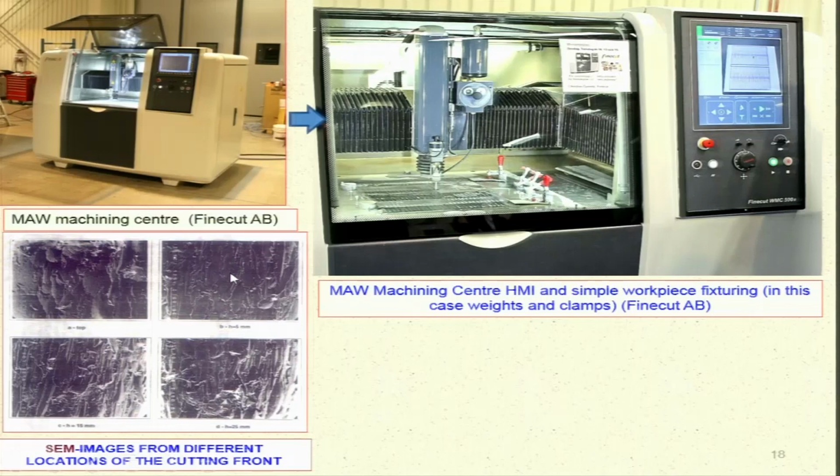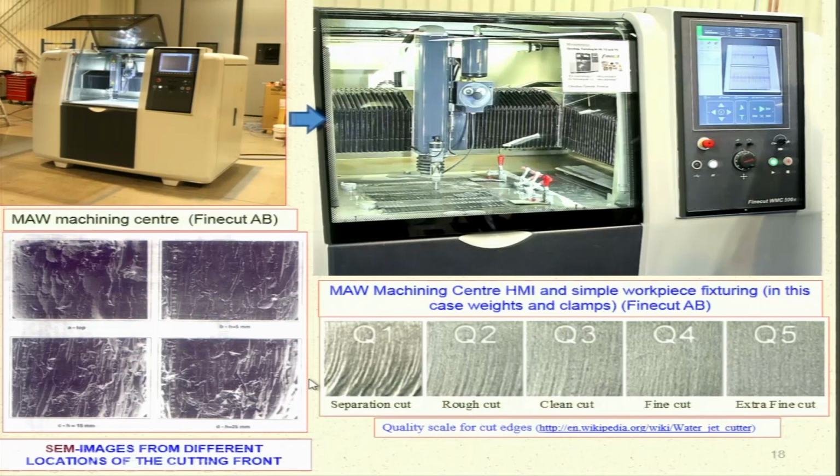This is a fine cut. This is very important to see over here. This is what I told you, scanning electron microscope images from different locations of the cutting front. So you can see here the cut surfaces are not very fine. Its intensity will depend upon what machining parameters or cutting parameters you are choosing, and what are the properties of the workpiece material. If it is a composite, definitely you are going to get rough surfaces, more rough surfaces.